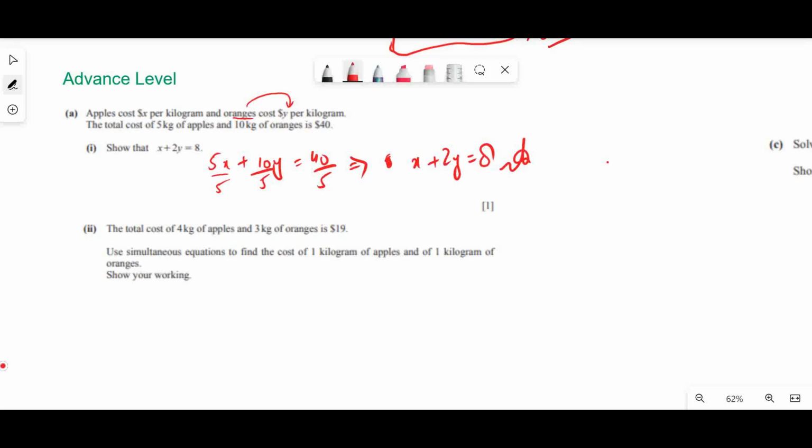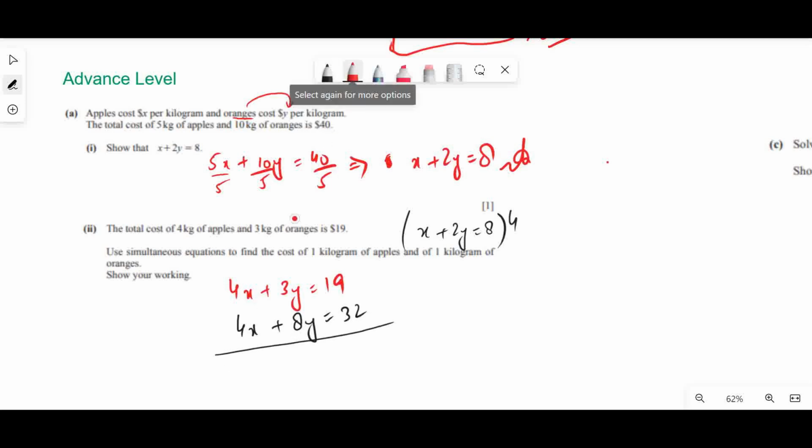In the second part, they said the total cost of 4 kg apples and 3 kg oranges is this. So it means that this will be 4x plus 3y is equal to 19, and this was the first equation. If you multiply the first equation, x plus 2y is equal to 8, by 4 on both sides, this will be 4x plus 8y is equal to 32. Now if we simply subtract, we can cancel out these two.